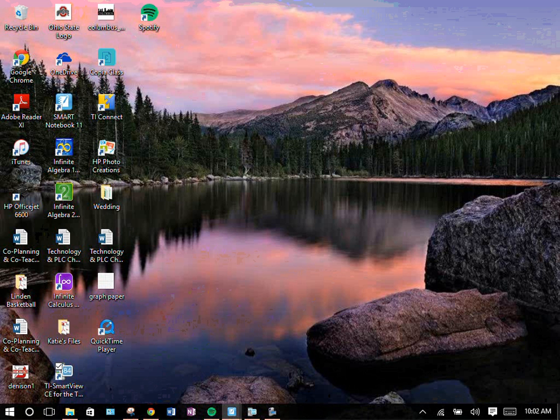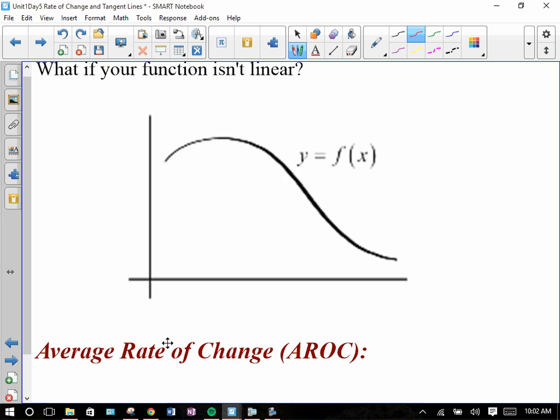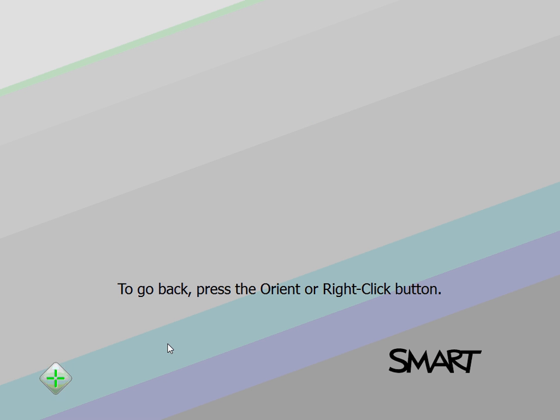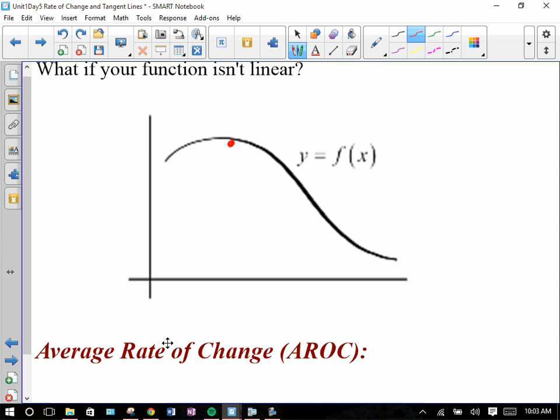Alright, so you have this. Now, what we're gonna do here is we're still gonna figure out the rate of change of this function the exact same way as when it is linear. So we have this point right here, and this is our a dot, that's when x is a, and this is when x is b.